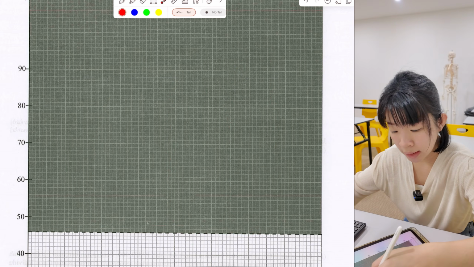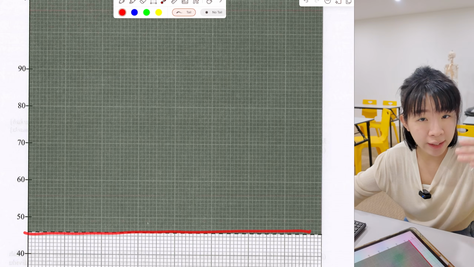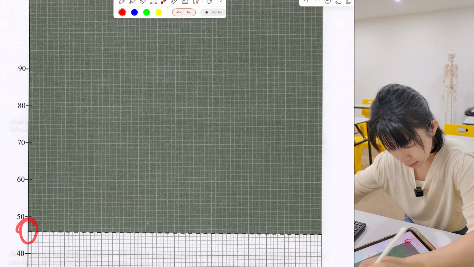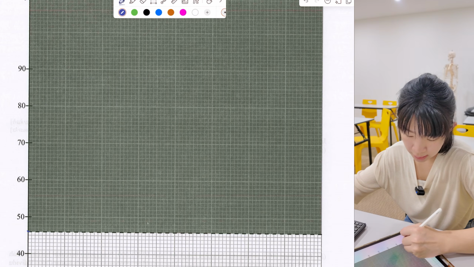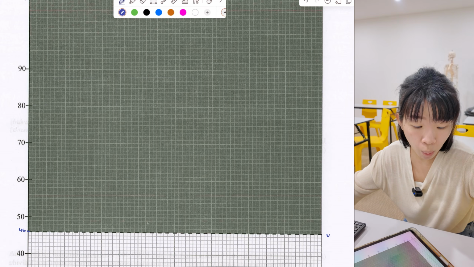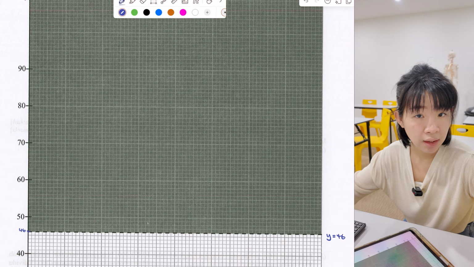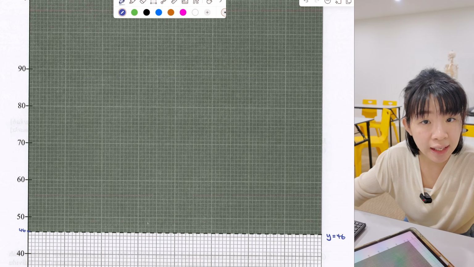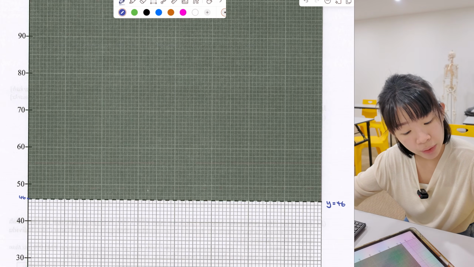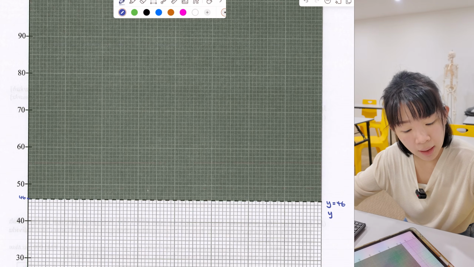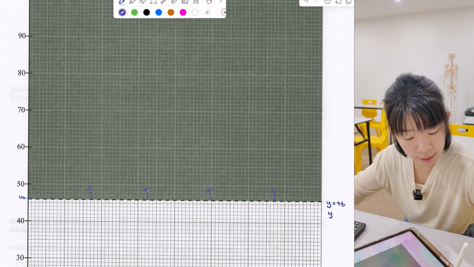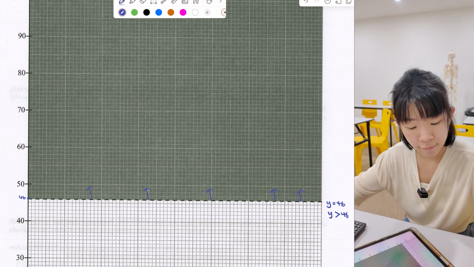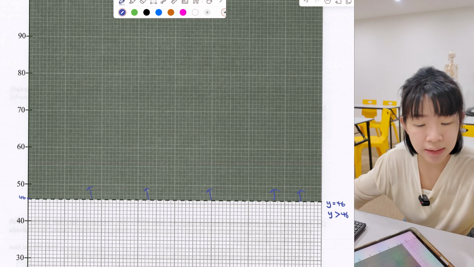First, what is the equation of this line? It is a horizontal line. A horizontal line touches the y-axis at this number. What number is this? This is actually 46. So this line is y equals 46. And you look at this graph, it is a dotted line. So the symbol we use is y, the shaded region is on top of this dotted line, so it is more than 46.